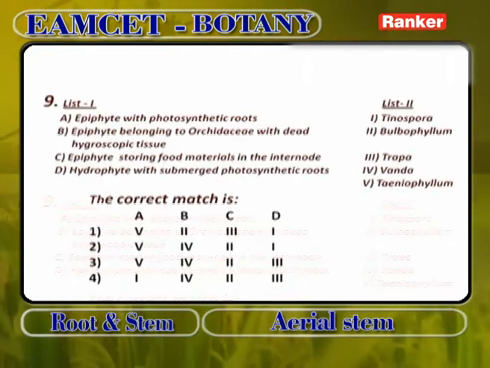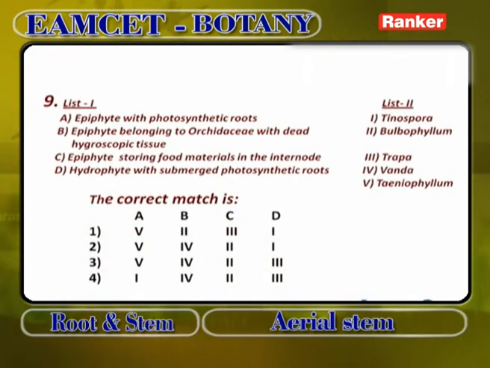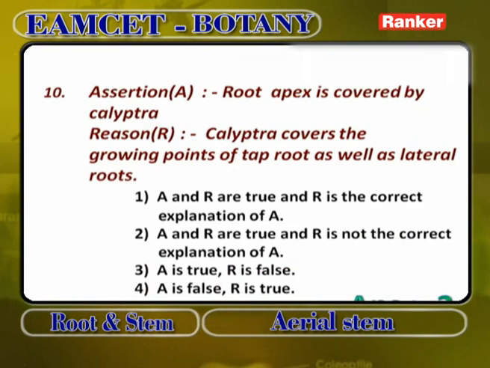Next, this is a matching tabular form. Epiphytic plant with tuberous roots, epiphyte belonging to Orchidaceae with dead hygroscopic tissue, epiphyte storing food material in the internode, and hydrophyte with submerged photosynthetic roots. Answer will be 3. 3 is A5, B4, C2 and D3. Next, root apex is covered by calyptra. This is correct. Calyptra is nothing but root cap.